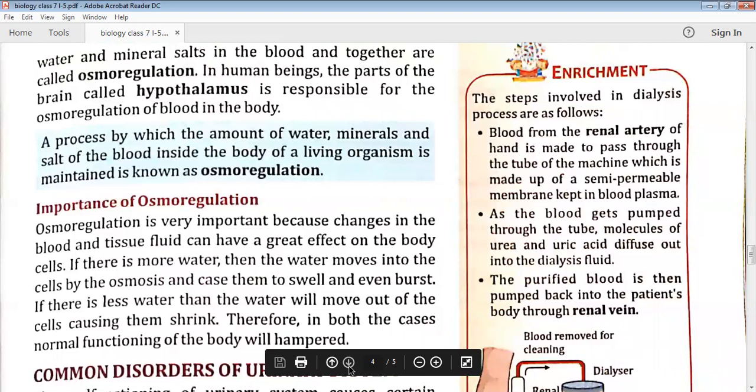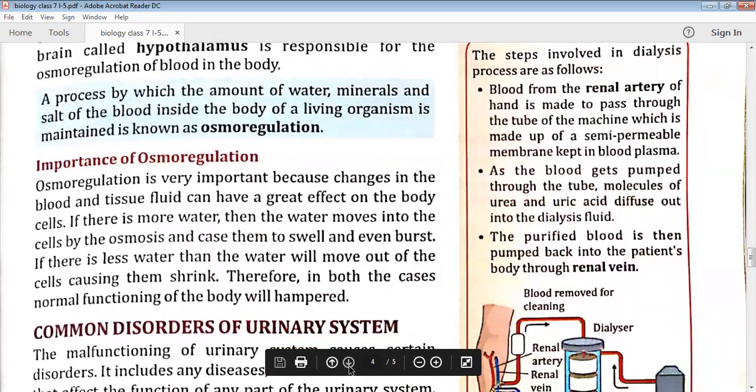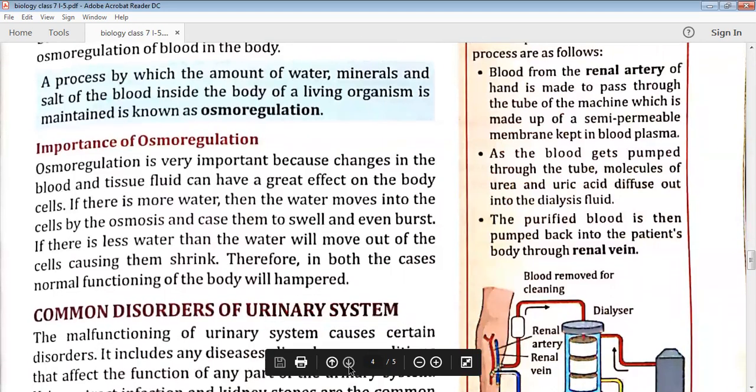Now let us see dialysis. There are various steps which are involved in dialysis. First, the blood, and remember one thing again, that from the renal artery impure blood will go to the kidney, and from the renal vein pure blood will go from the kidney. The renal artery's function is to collect the blood from the body and give it to the kidney for filtration, and after filtration the blood will go out from the kidney through the renal vein.